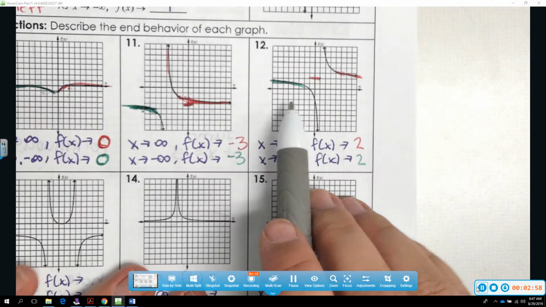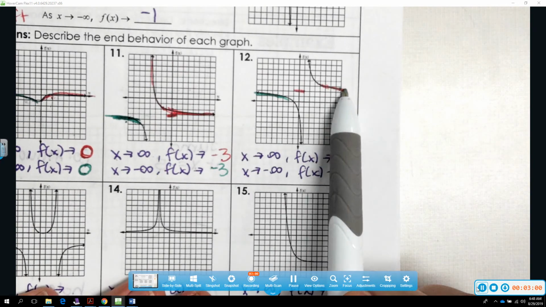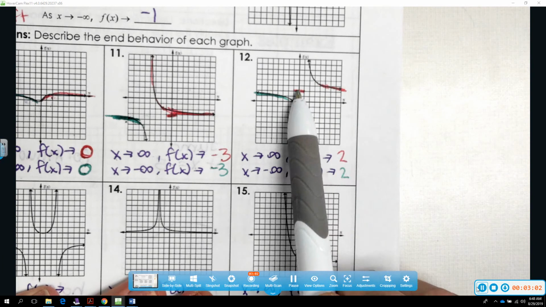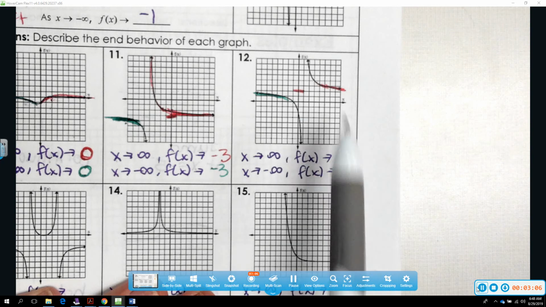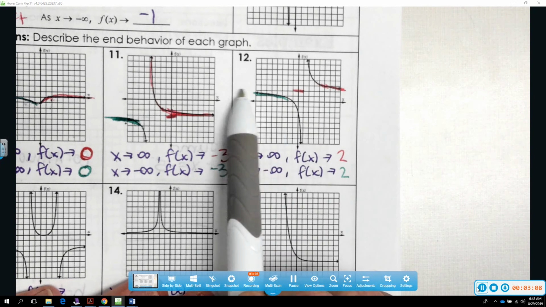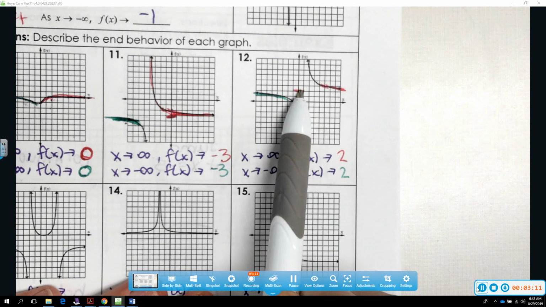All right, you should have gotten as x goes to the right, it gets really, really close to 2. It's not going up or down. It's leveling out at 2. So as x goes to negative infinity, same thing. It's going to go to 2. It's going to level out right here.